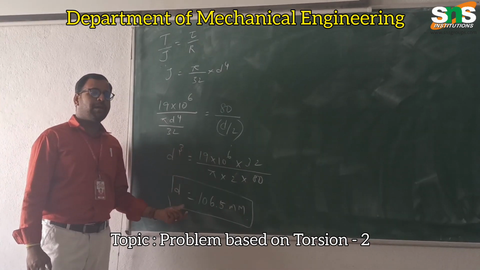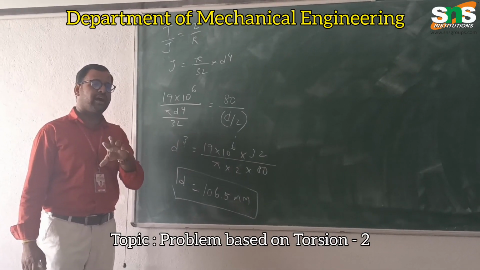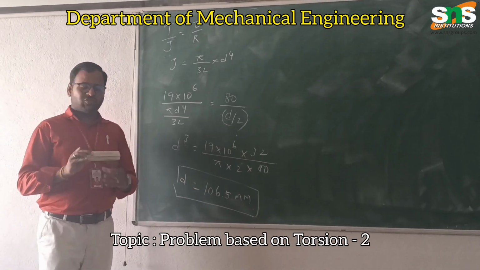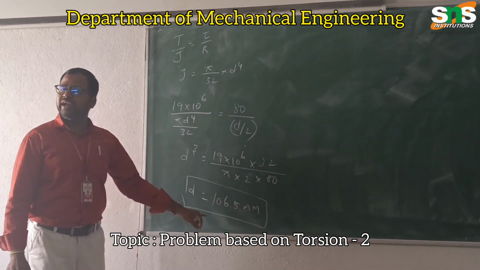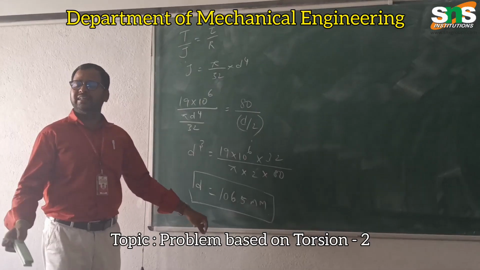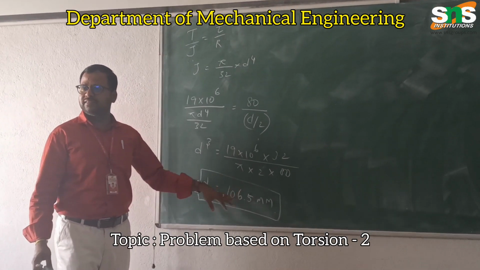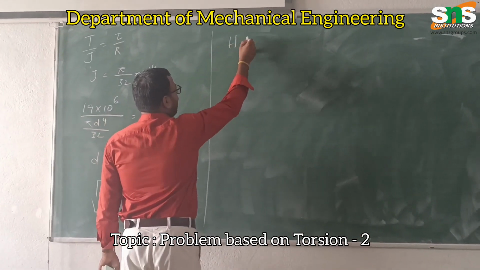In the given problems, they give the inner diameter as 0.6 of the outer dia. In the solid shaft, only a single diameter is there. So this is the final diameter of the solid shaft. So there is no need to calculate d1 like 0.6 into this; you may not calculate this. Now we go with the hollow shaft.